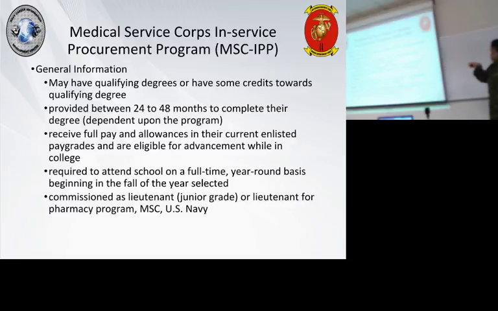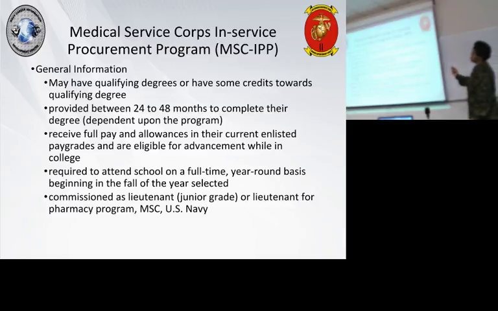All right, so you'll get your full pay and allowances while you're there. You'll still be in the same enlisted pay grade that you are, and then you compete for advancement. So if you're an E5 and you're eligible for E6, you'll take the E6 exam while you're in school. If you're advanced, then you get advanced to E6 while you're still in school, and you continue on until you get commissioned. You are required to be a full-time student and attend on a year-round basis beginning the fall of the selected year, and you get commissioned as a lieutenant junior grade or a lieutenant for the pharmacy program, MSC, U.S. Navy.